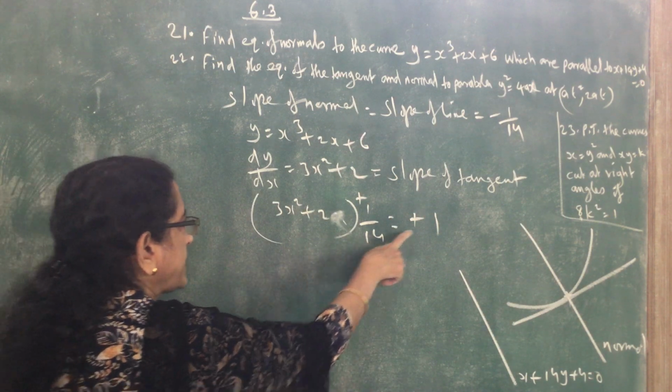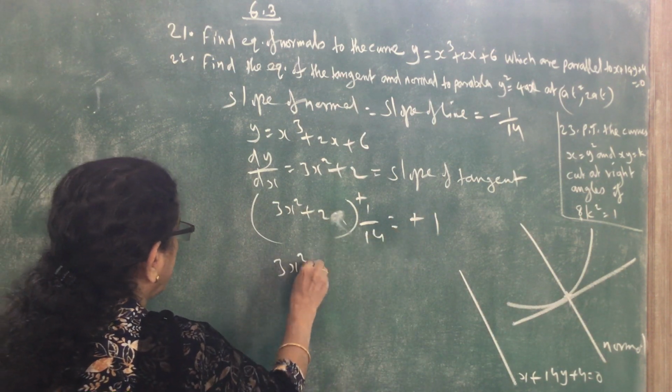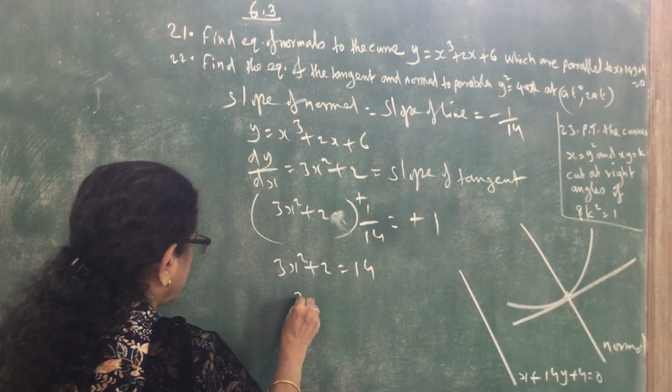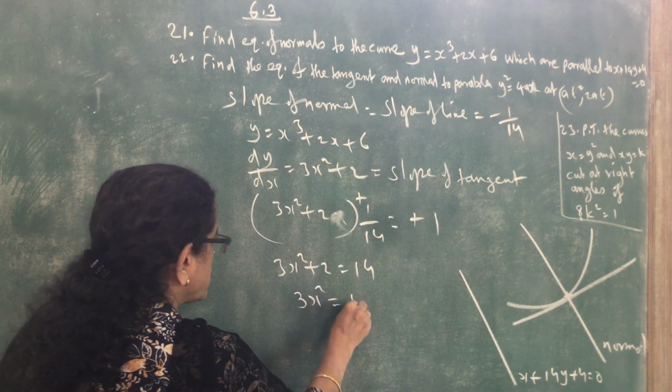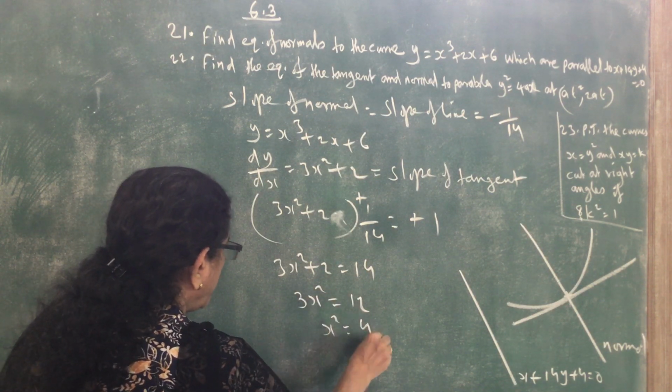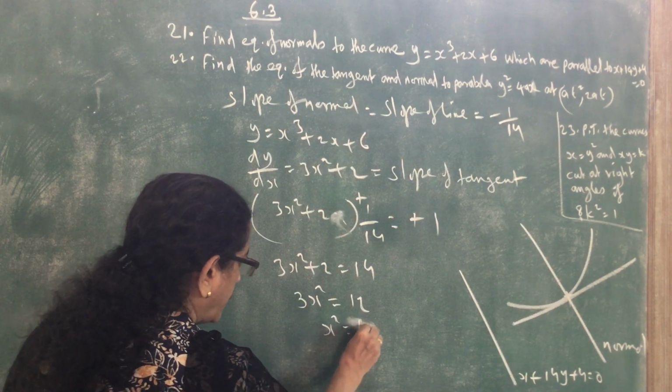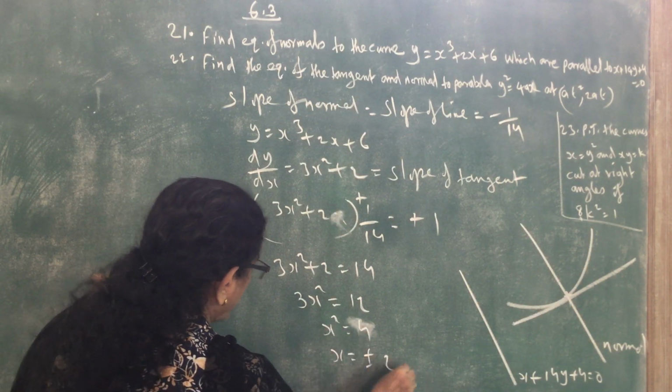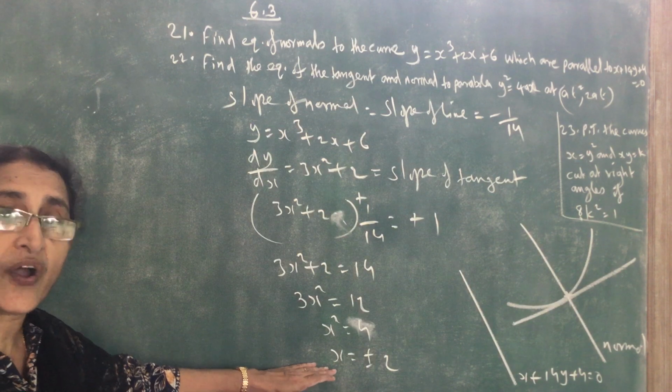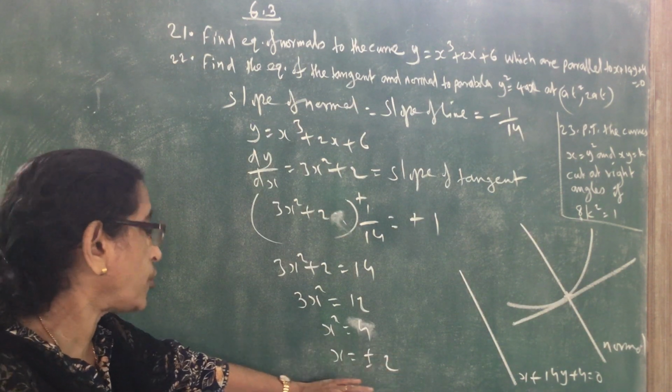Cross multiplying this, we get 3x square plus 2 equal to 14. 3x square equal to 12. x square equal to 4. x equal to plus or minus 2. So we get 2 coordinates, x equal to 2 and x equal to minus 2.